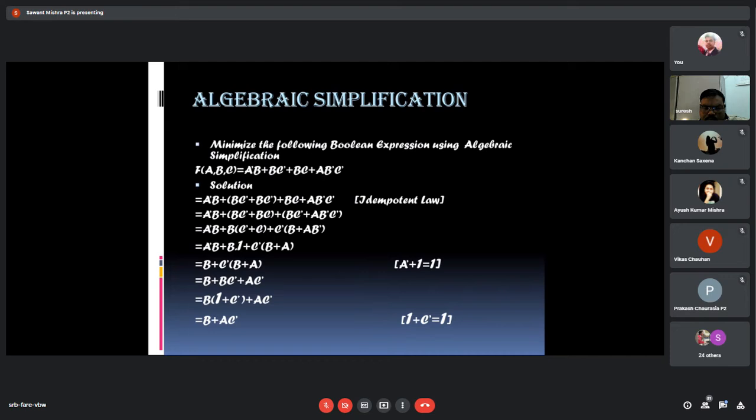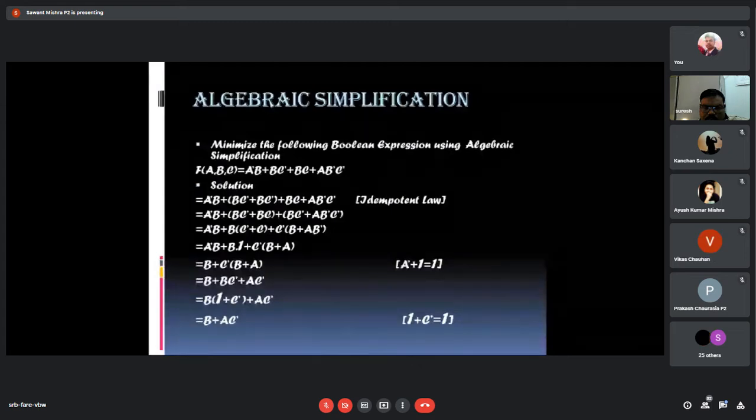Now we go to the next question. So here we also minimize the following Boolean expression, which is given as F of A, B, C is equal to A dash B plus B C dash plus B C plus A B dash C dash. So here we have to solve that.